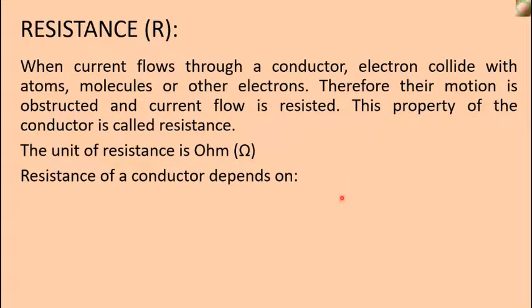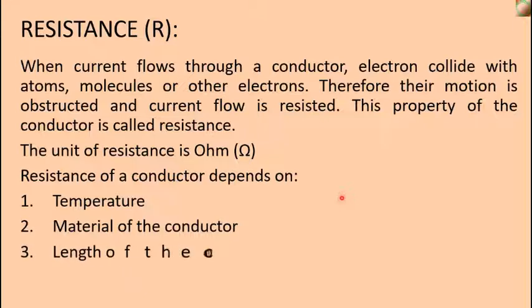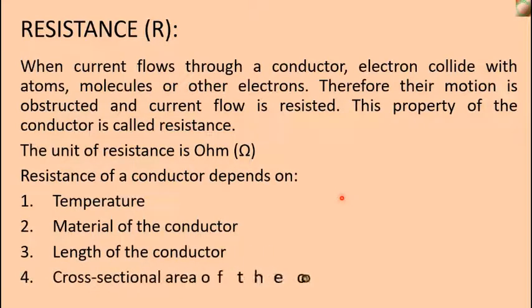Resistance of a conductor depends on temperature, material of the conductor, length of the conductor, and cross-sectional area of the conductor. If the temperature is increased, then the resistance of a conductor will be increased. And if the material of the conductor is changed, then the resistance of the conductor will be changed. And resistance of the conductor depends on length of the conductor and cross-sectional area of the conductor.